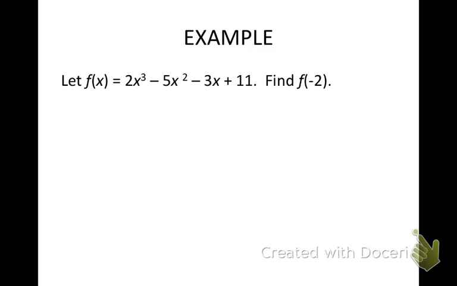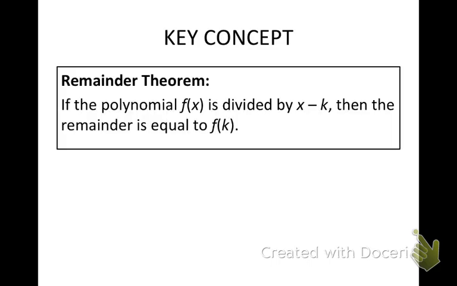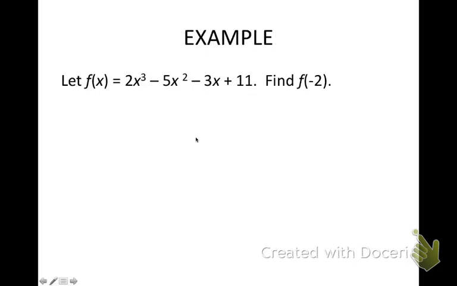All right, so let's see it in practice. So here is an actual function. Got it? All right, so remainder theorem. If we let function f, so f of x, is equal to 2x to the third minus 5x squared minus 3x plus 11, we want to find f of negative 2.